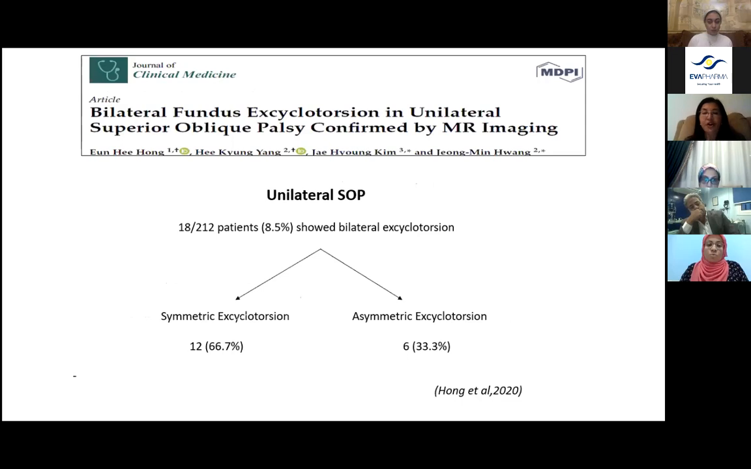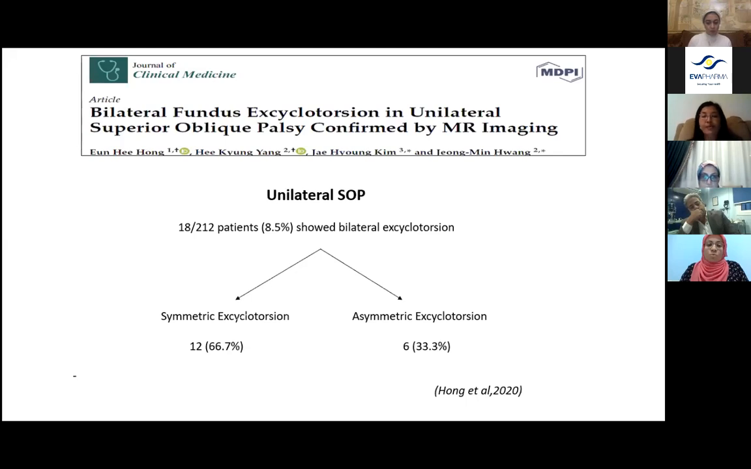And then in 2020, Hong and his co-workers published an article about a study in which they looked at the incidence and pattern of bilateral fundus excyclotorsion in cases with unilateral superior oblique palsy that were confirmed by MRI imaging. They confirmed by MRI the presence of a unilateral hypoplastic superior oblique muscle. In this series of unilateral superior oblique palsy cases that were all congenital, 212 patients, 8.5% showed bilateral excyclotorsion in absence of any other signs of bilateral superior oblique palsy. None of the signs described by Dr. Kushner were present in any of these cases, except the bilateral excyclotorsion. They found that the excyclotorsion was symmetric in both eyes in 66.7% of the patients, and asymmetric in 33.3% of the cases.